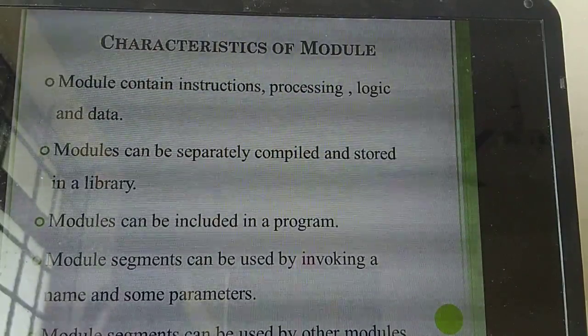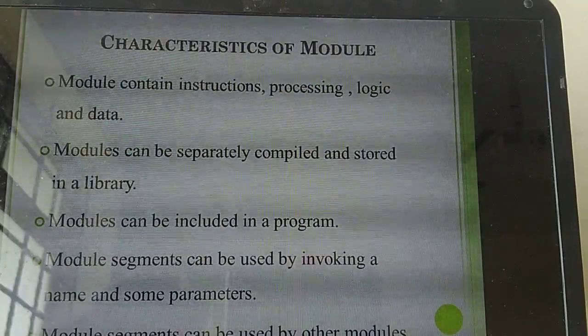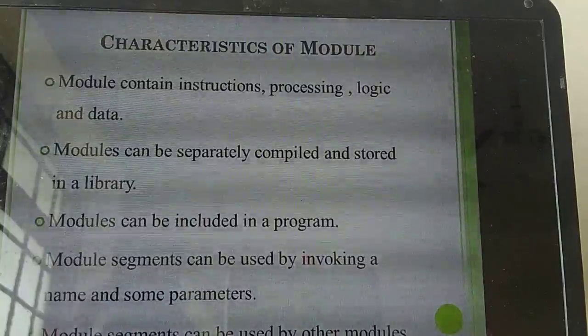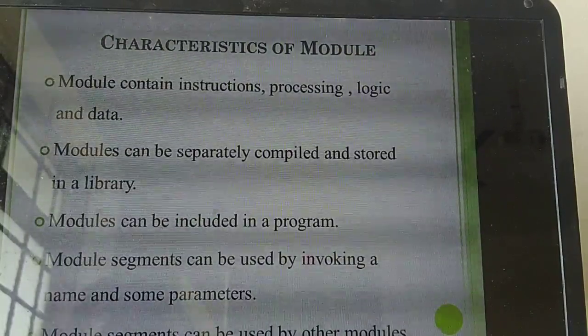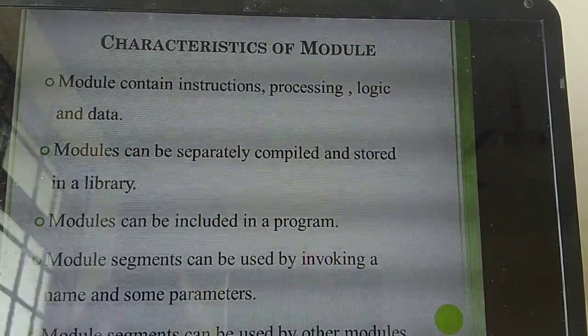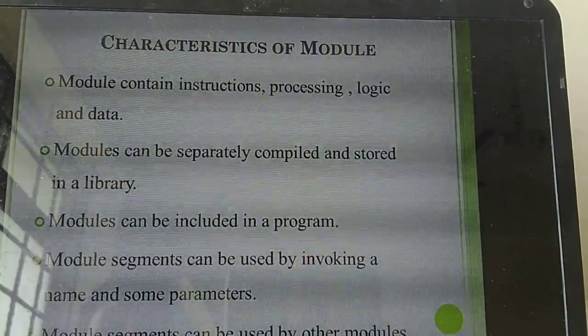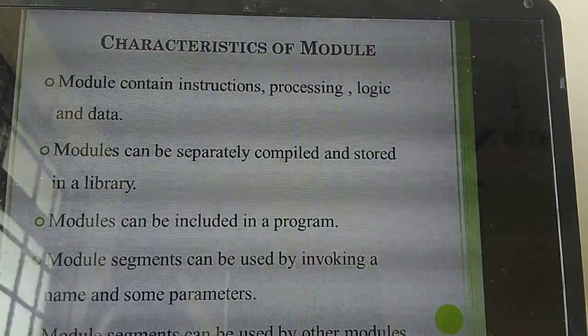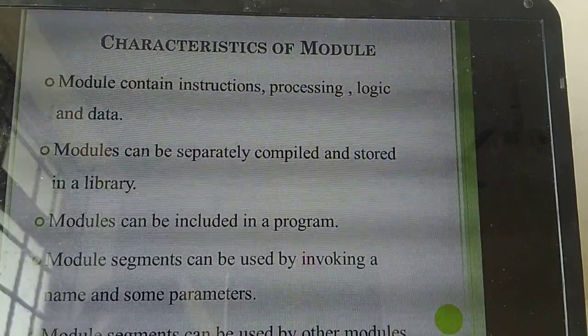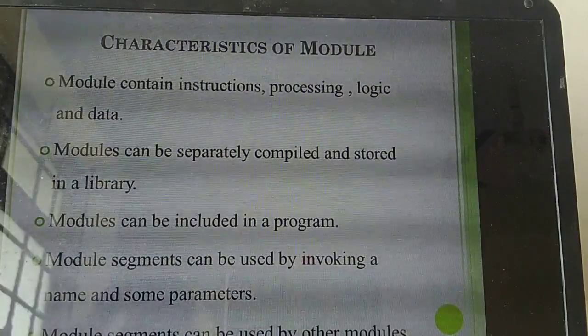Okay, these modules can be included in a program. In a 200 line program, you can include the first module, the second module, the third module. Likewise, a lot of modules you can include in a program. That's the third point. Next, module segments can be used by invoking a name and some parameters. So each module you can identify by giving it a name and parameters.